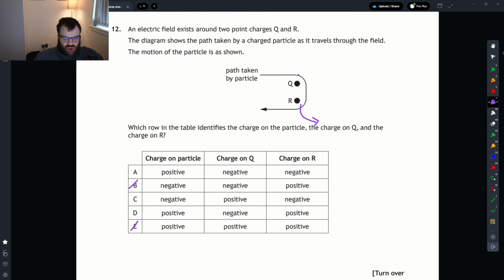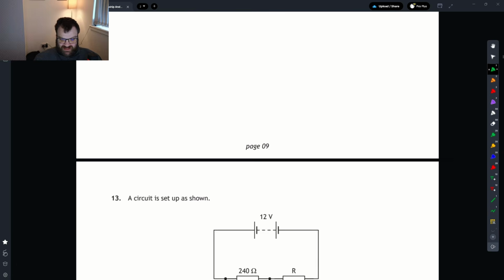So I'm going to say that Q and R have to be the same, and then the particle is the opposite of those two. So let's look here. Well, A looks like it would work because that was positive. It would be attracted to the negative Q and then attracted towards R, which would work. Versus, yeah, the other ones have got them the opposite way around for that. So it's attracted to Q and then attracted to R. Q and R are the same charge, the particle is the opposite charge. A for number 12 makes sense.